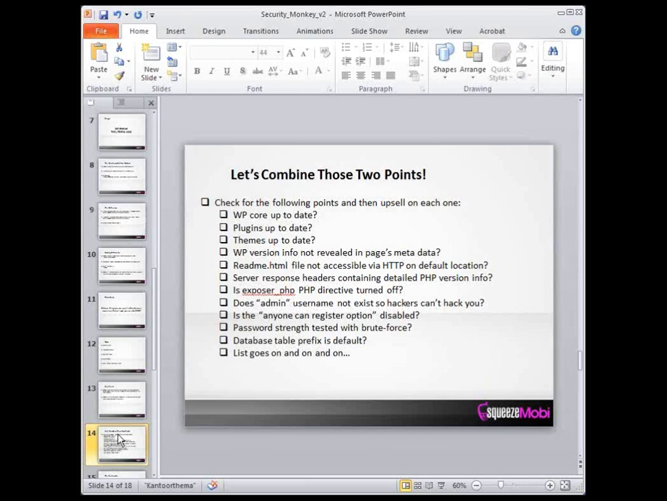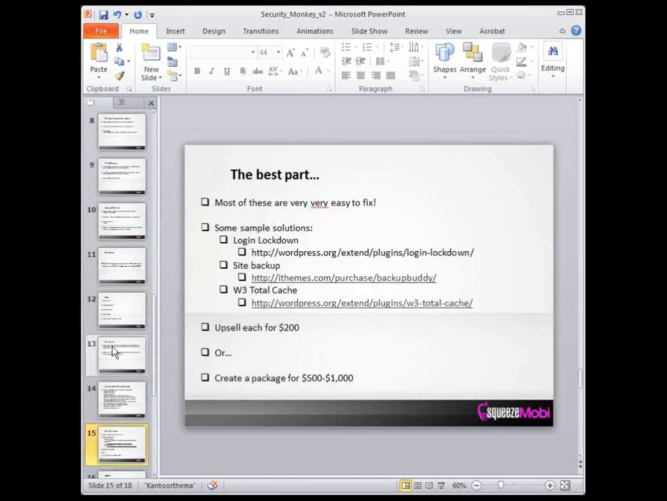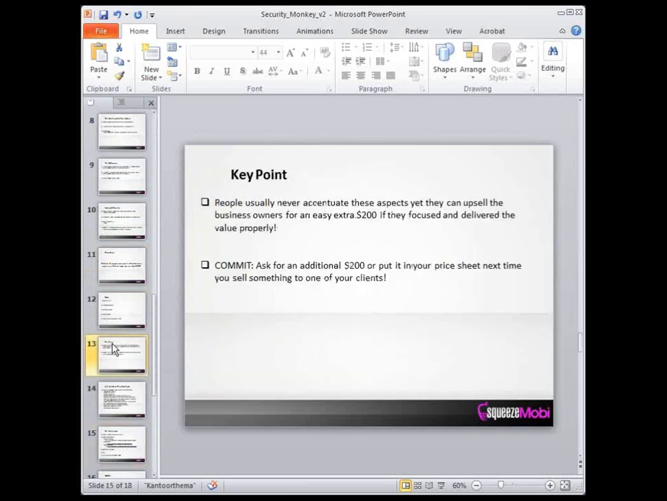Why? Because with security, you can build that case and create that fear, create that pain, get them scared, and really improve their security, because sites do get hacked into. We could go into that first slide. Every day, over 120,000 websites get hacked and infected. Remember that statistic and use it with business owners. Okay?